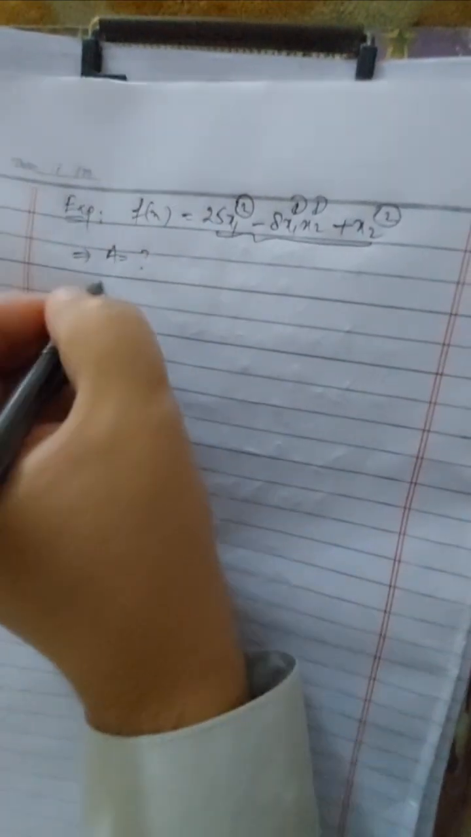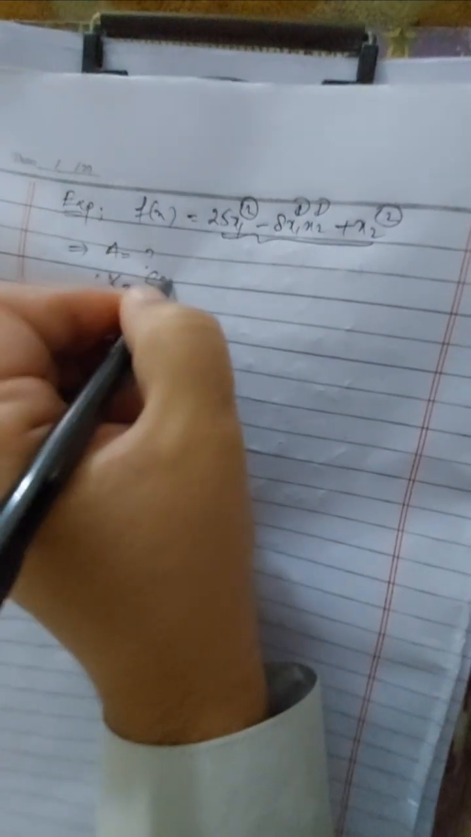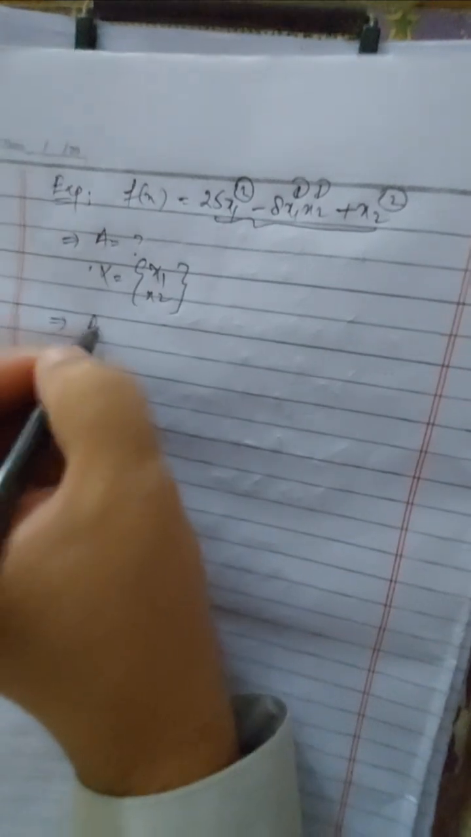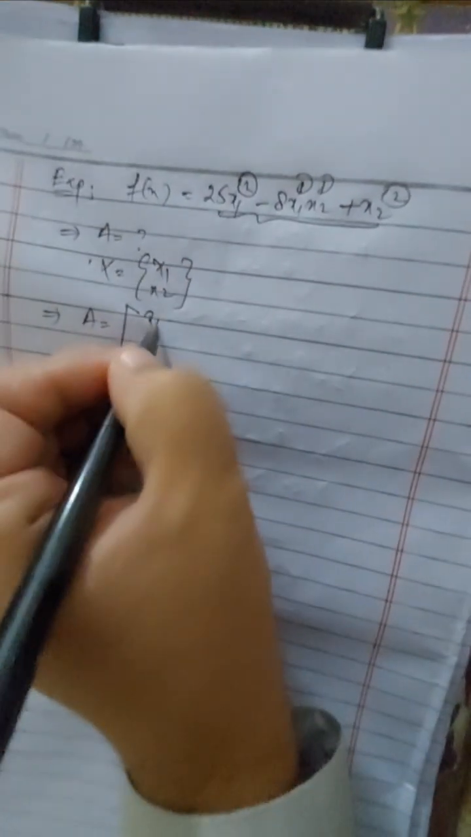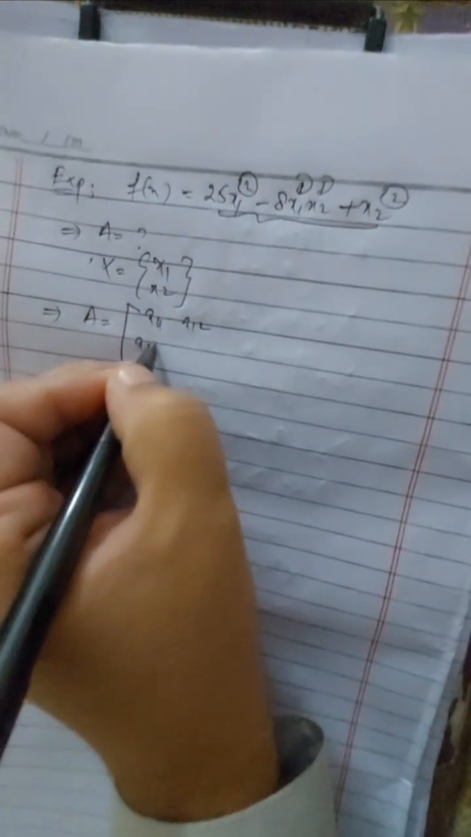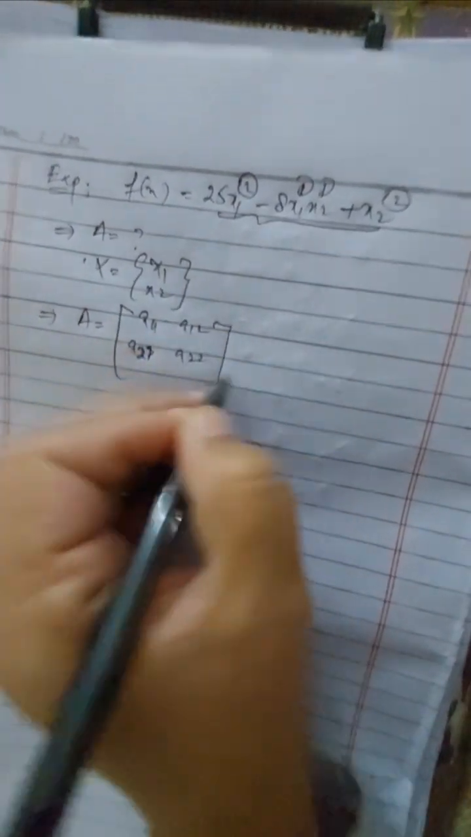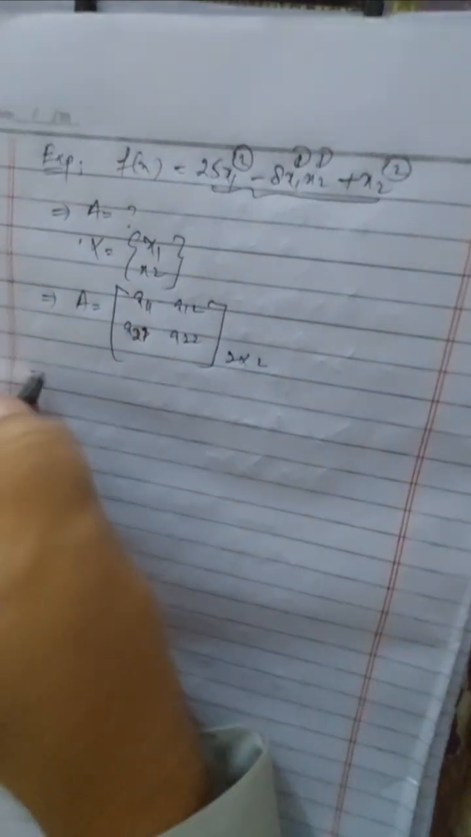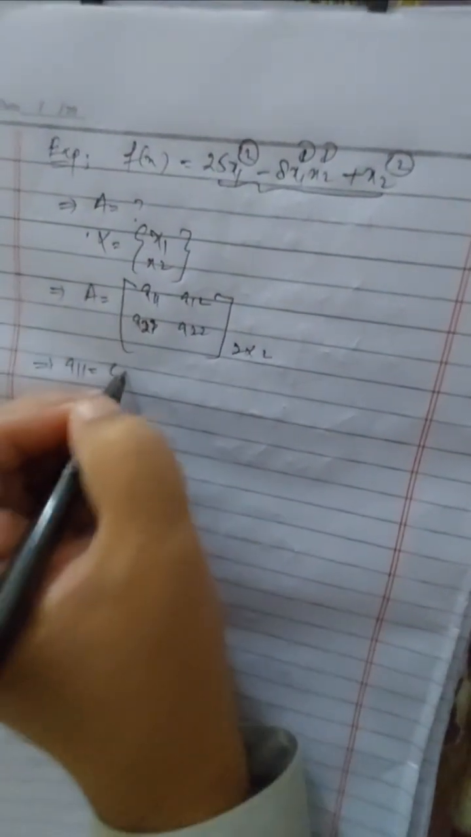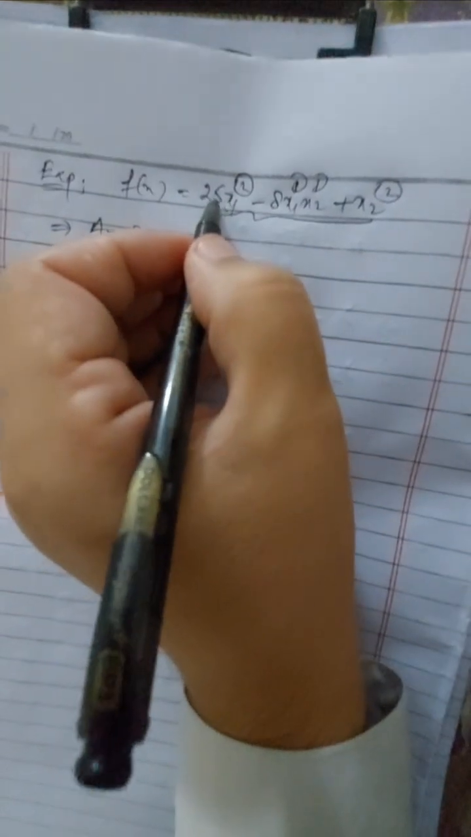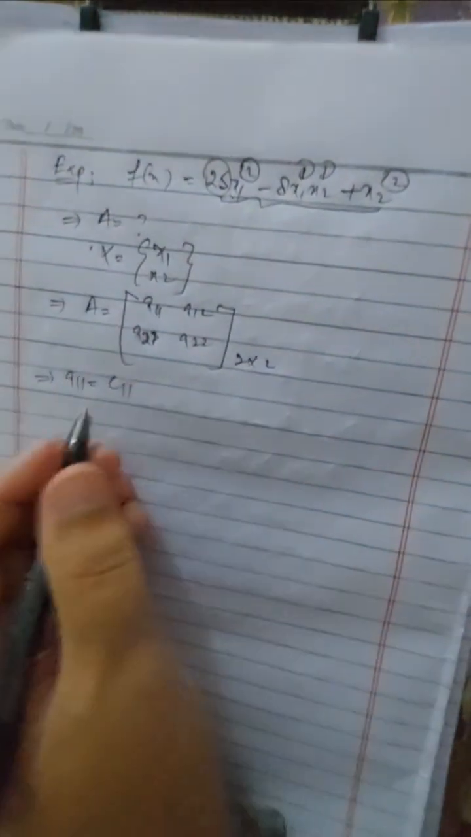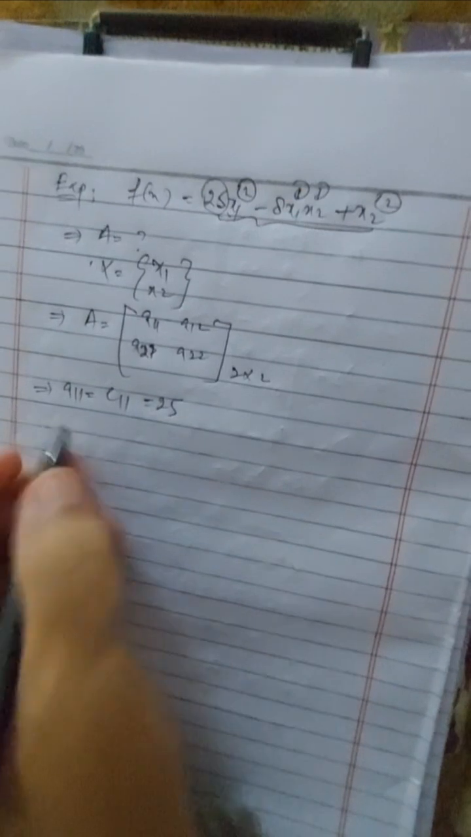So when we have a quadratic form, we find the A matrix. Here x = (x1, x2), only two variables are involved, so the A matrix is a11, a12, a21 and a22, which is 2 cross 2. We know that a11 is equal to c11, the coefficient of x1 square, so it is 25 here.